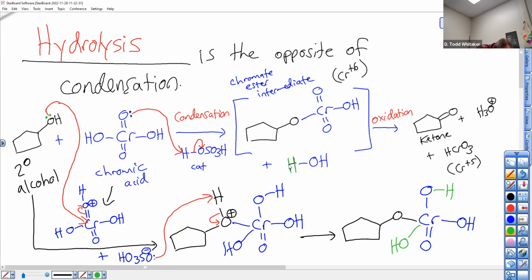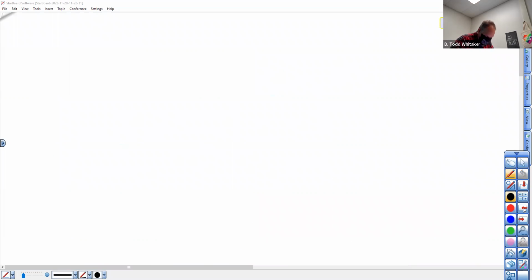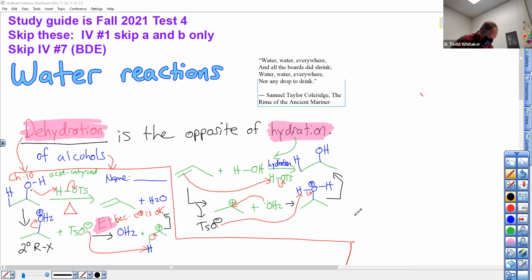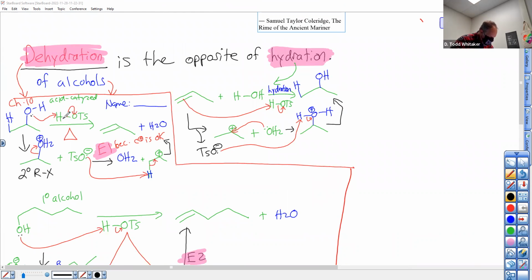I'm recolor coding my water above, and you probably can figure out why now. I've got to make this molecule lose the green stuff. What's another name for the green stuff? Water. What's a reaction that takes a molecule and makes it lose water? What's it called? Dehydration. Now you're going to do dehydration.